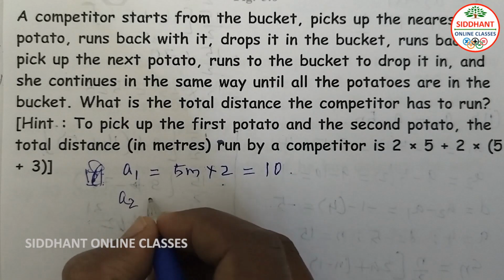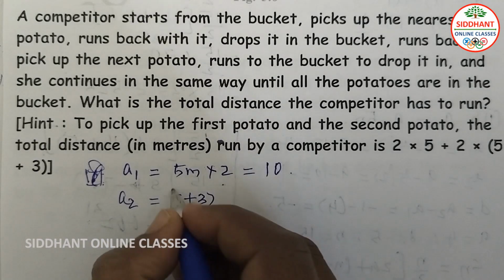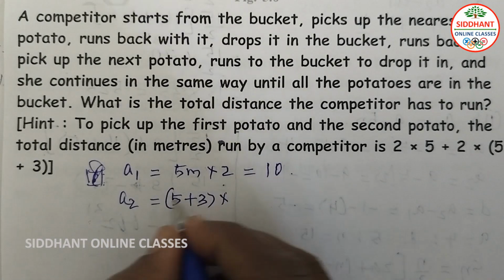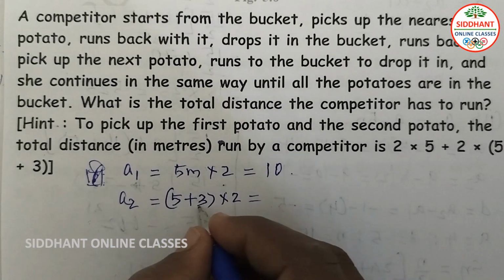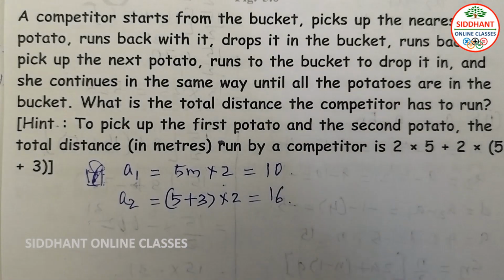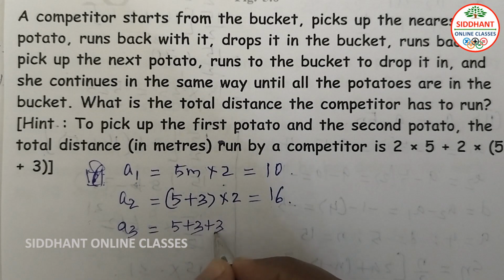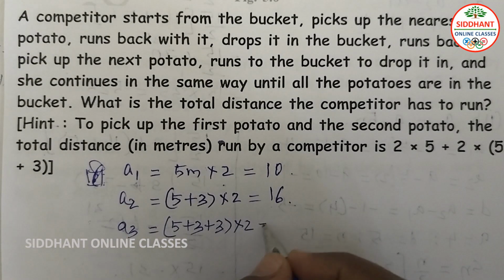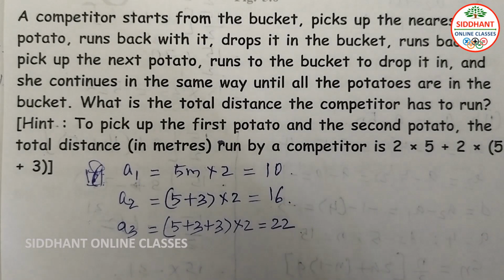Now A2, here 5 meters plus 3 meters he will run. After that again he will go back, that means again 5 meters plus 3, into 2. That means 8 into 2, which will be 16 here. In the same way, A3: 5 meters plus 3 meters plus 3 meters, again he will come back and drop the potato in the bucket. That is 11 into 2, which will be 22 here. So in this way it continues.